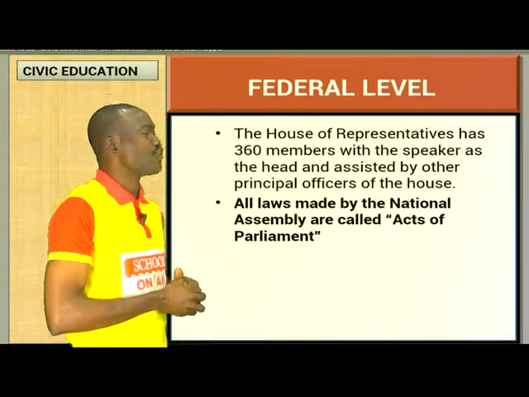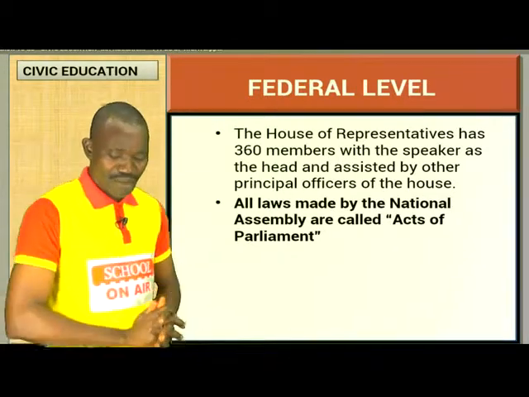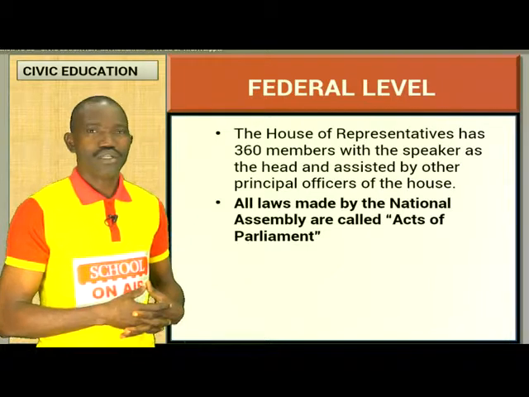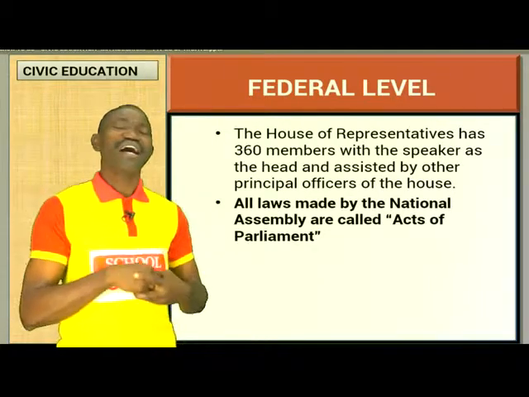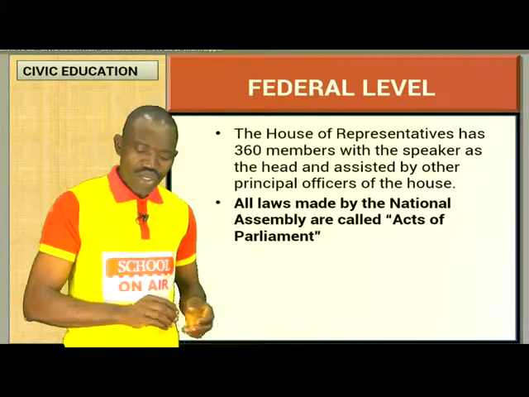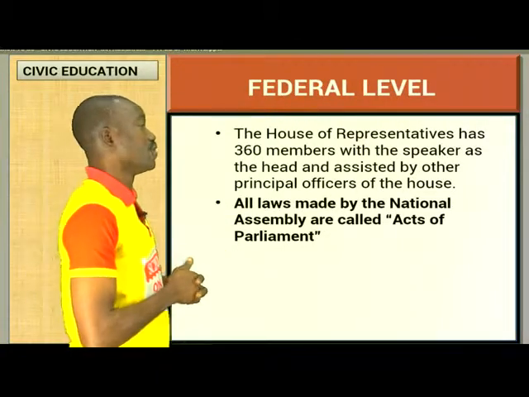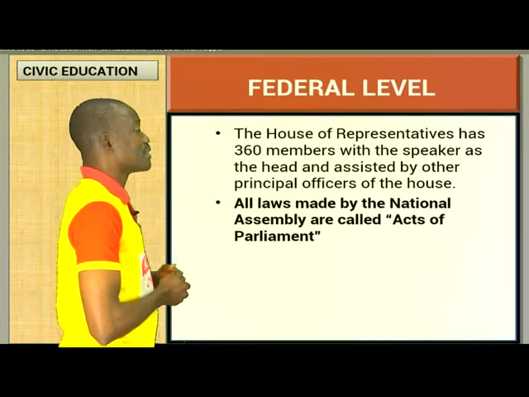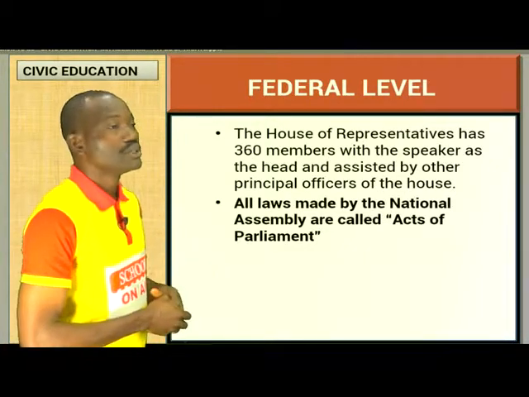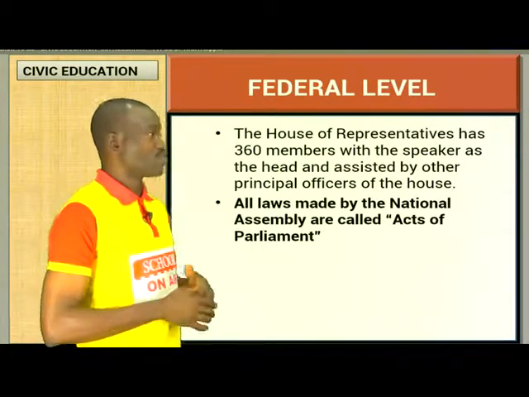Also, we want to look at the House of Rep. The House of Representatives has 360 members, representing the 36 states of the federation. The number of lawmakers representing each state depends on the population of that state. And so the House of Representatives has a speaker as the head of the House, and is also assisted by other principal officers of the House, such as the deputy speakers, the chief whip, the minority leaders, majority leaders, the spokesperson, and so on and so forth.